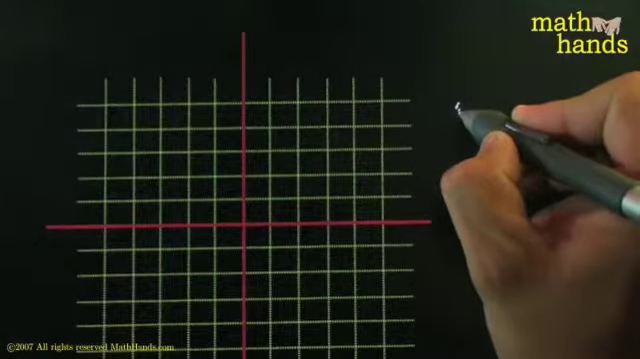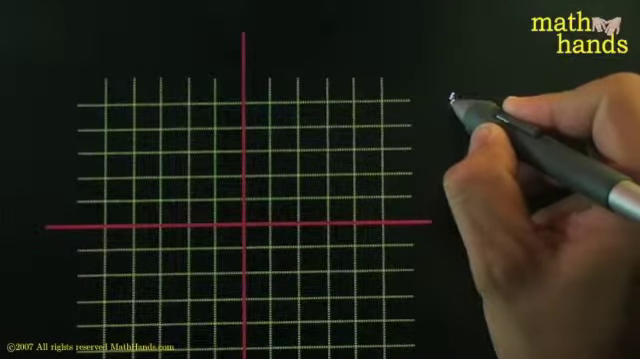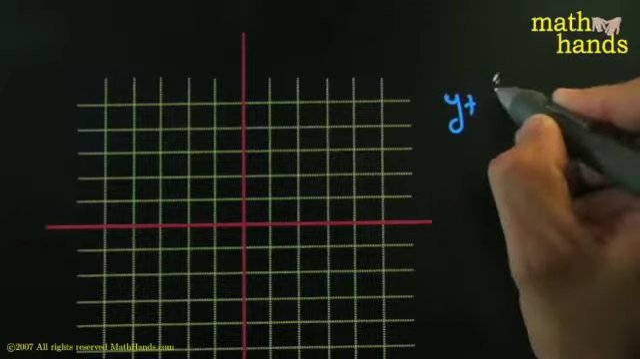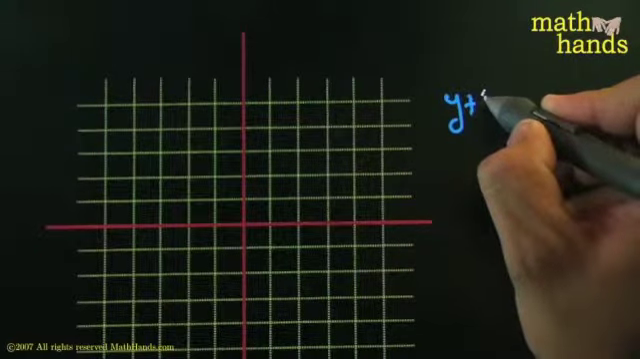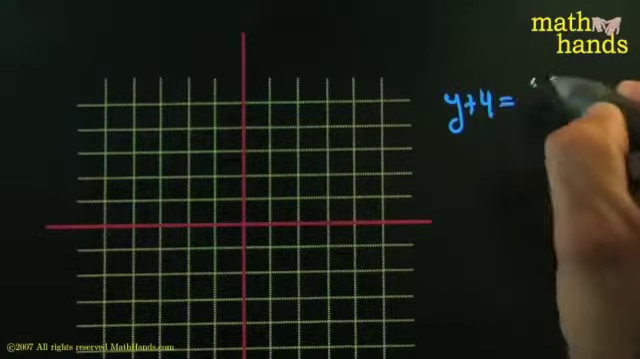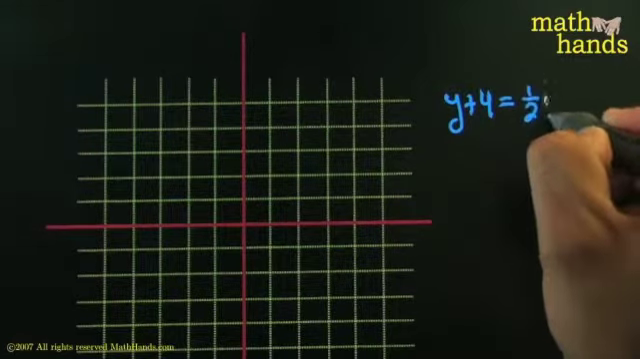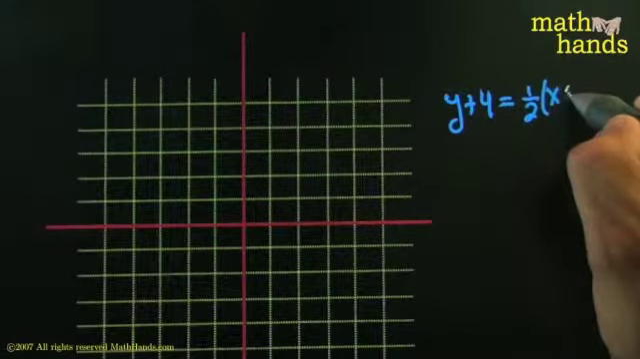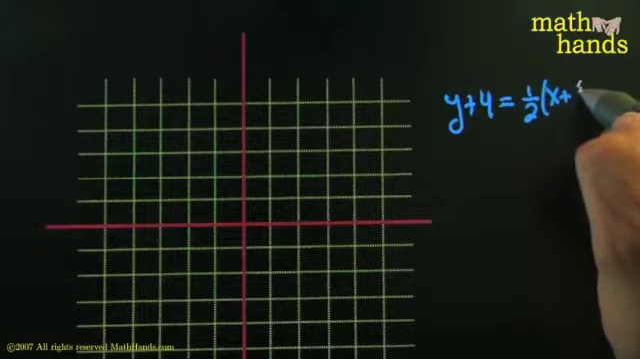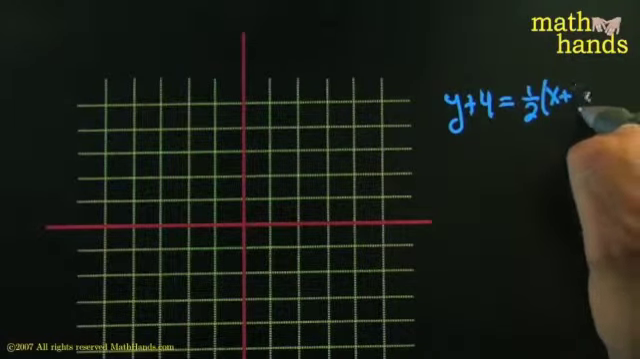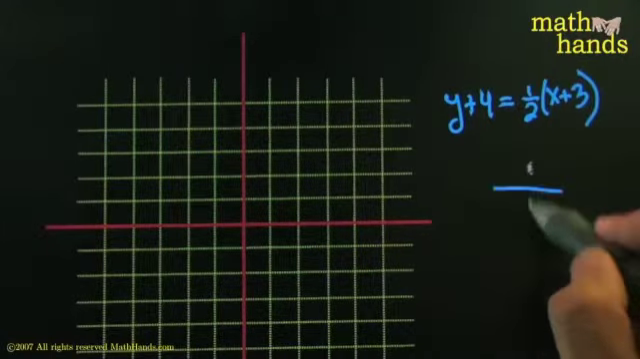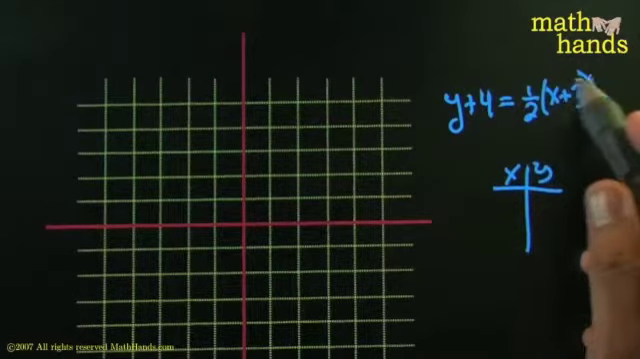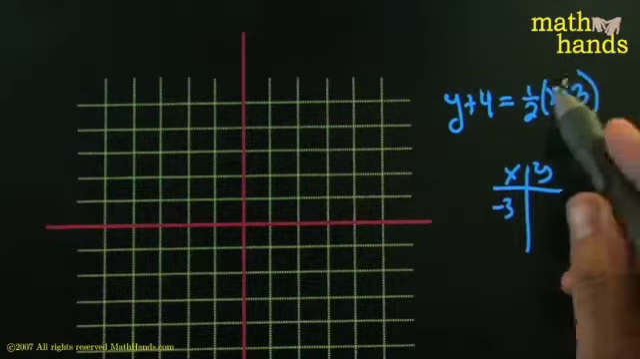Here, try that again. Suppose you had to graph, let's do some pluses, y plus 4 is equal to 1/2 times x plus 3. So a clever point to graph on this would be whatever makes this 0. -3 would make it 0.